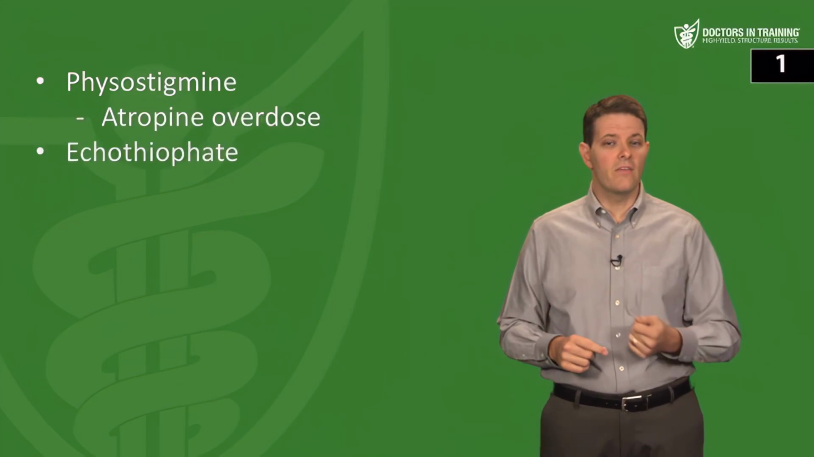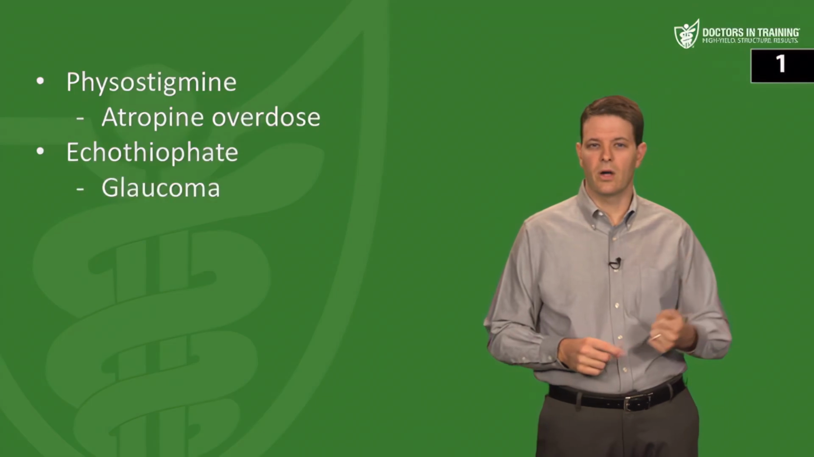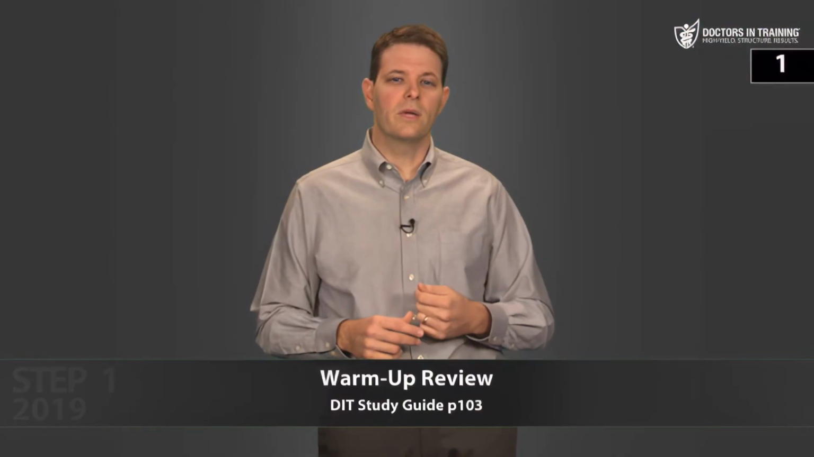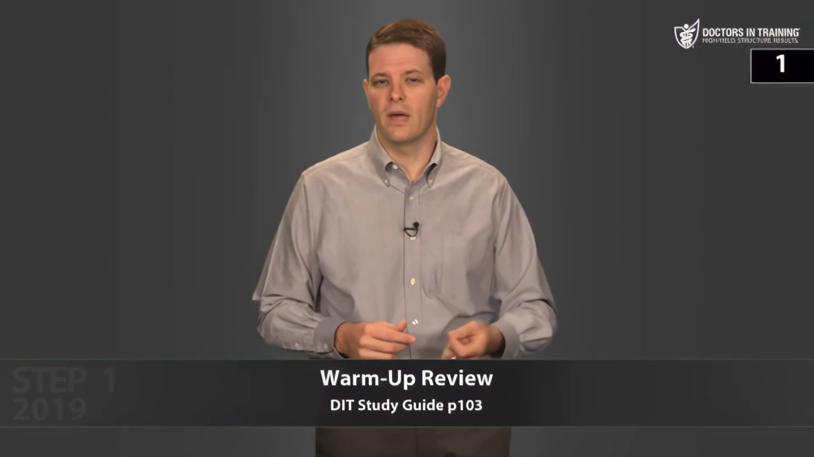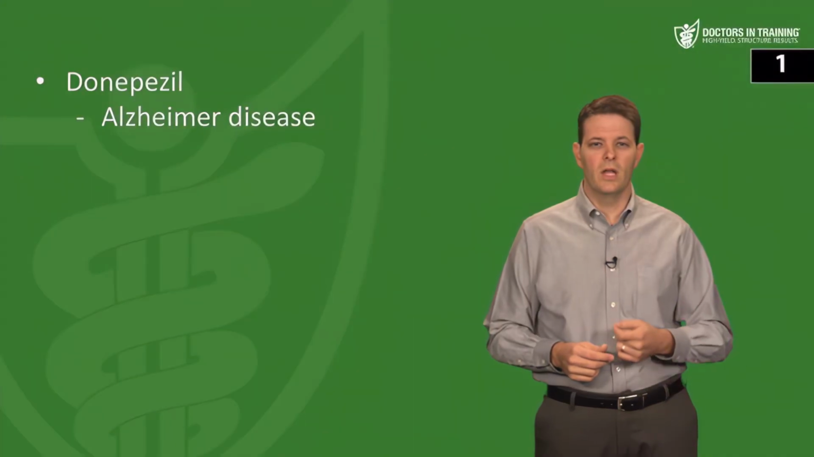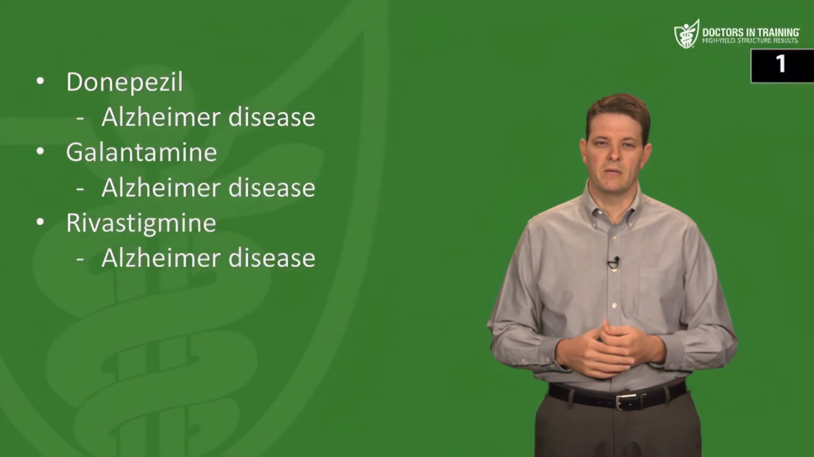And there's ecothiopate, which was a drug that used to be used to treat glaucoma. Then there are also 3 cholinesterase inhibitors used to treat Alzheimer's disease. These are donepezil, galantamine, and rivastigmine. All right, now let's get started with the lecture.